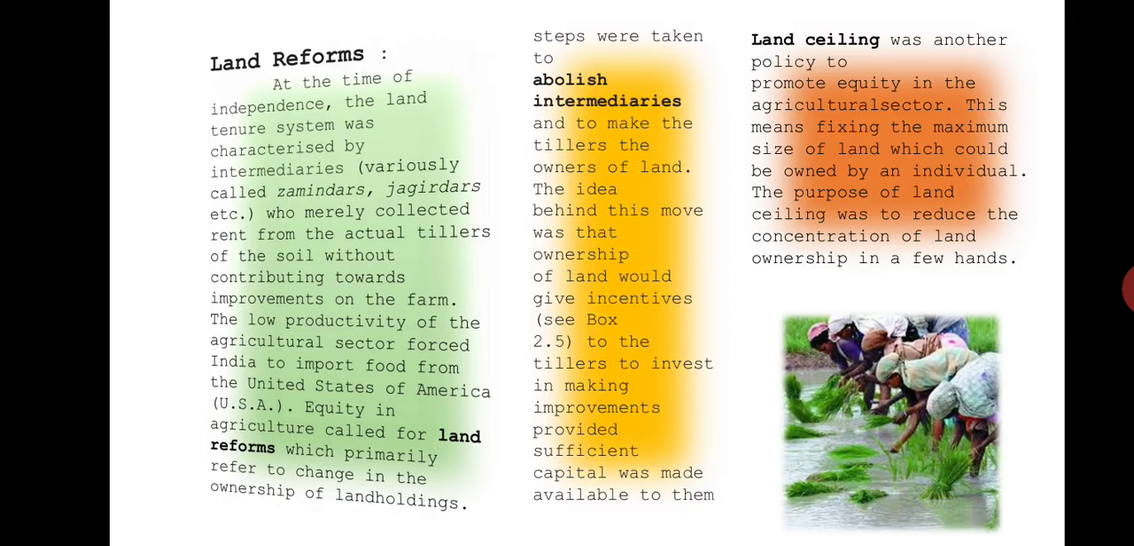The second step is land ceiling. Land ceiling refers to fixing a specified limit of land which could be owned by an individual. Beyond that specified limit, all land belonging to a particular person would be taken over by the government and distributed or allotted to landless laborers, small farmers, and marginal farmers. The main objective of land ceiling is to promote equity in the agricultural sector.